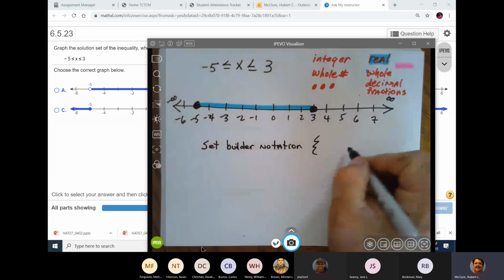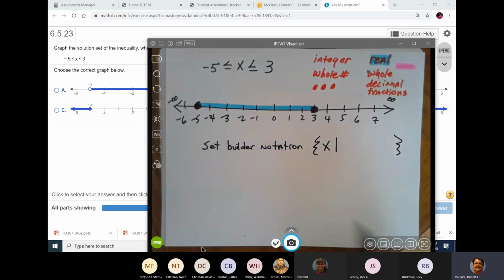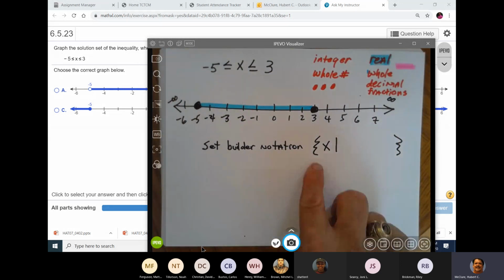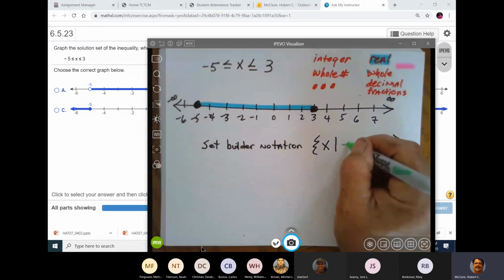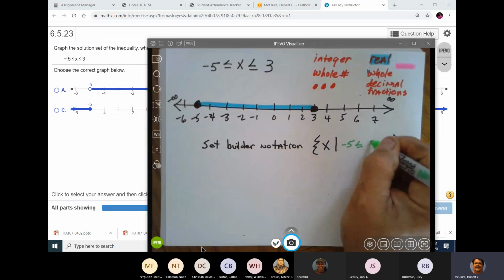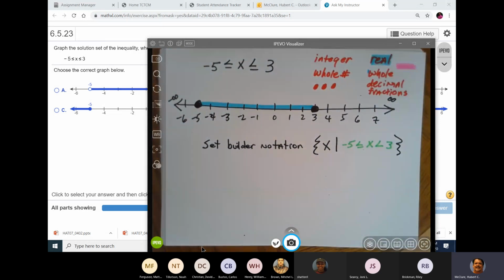That'd be a big brace, x such that, and a big brace, and then you just put your answer in here. I'm going to do the answer in different colors so you know that all you do is write this down like that, and then put your answer right here. So here's our answer: x ≥ -5. That's all you do for set builder notation.